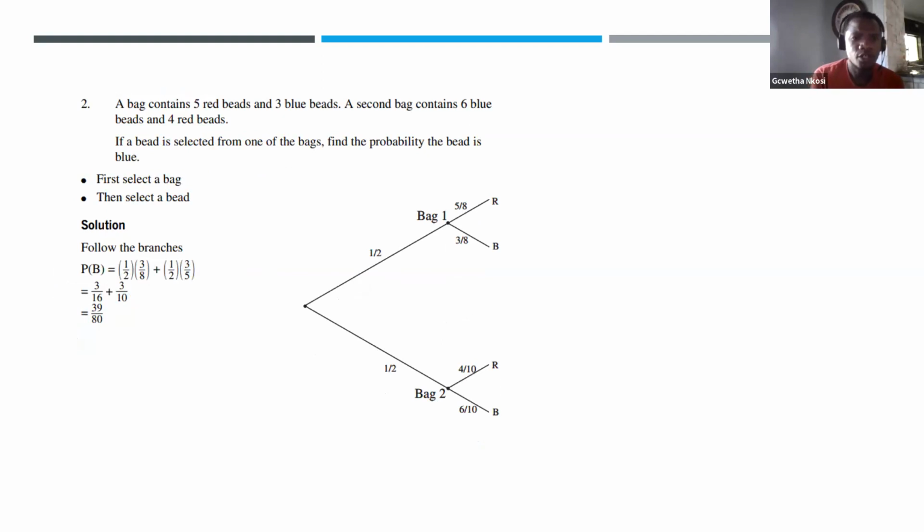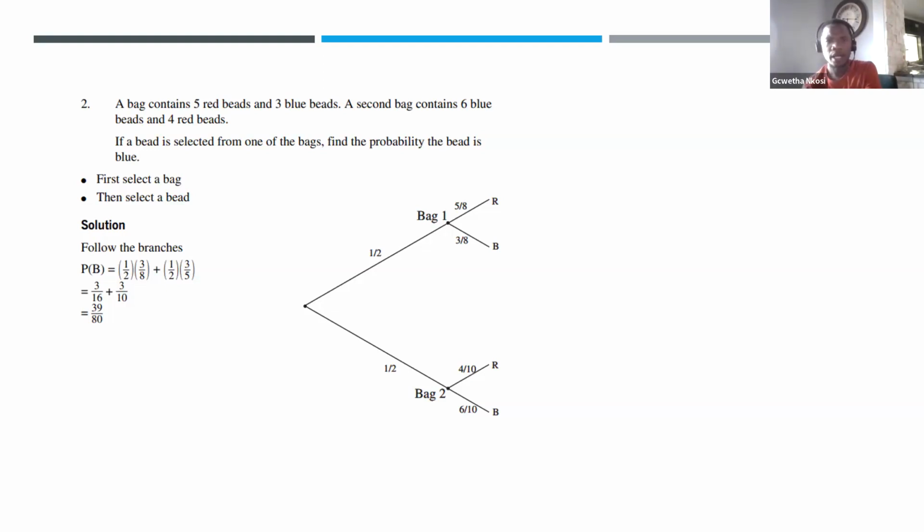Read your statement through. So a bag contains 5 red beads. That one, now they've already told you 5 red beads. You mark that one down. And 3 blue beads. Oh, there's another second class or type of beads, which are blue in color. Now, they are also telling you a second bag contains 6 blue beads and 4 red beads. Okay.